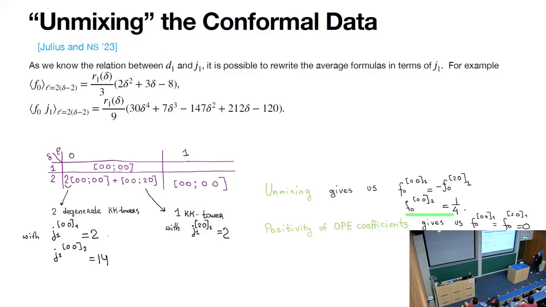And then we use the number of constraints which we have in our data, and we get some results for the OPE coefficients. So for these two towers which I was speaking about, the two degenerate towers with delta equal to 2 and spin 0, we have that one OPE coefficient is 1 divided by 4, and the second OPE coefficient is 0 at the leading order. Okay.